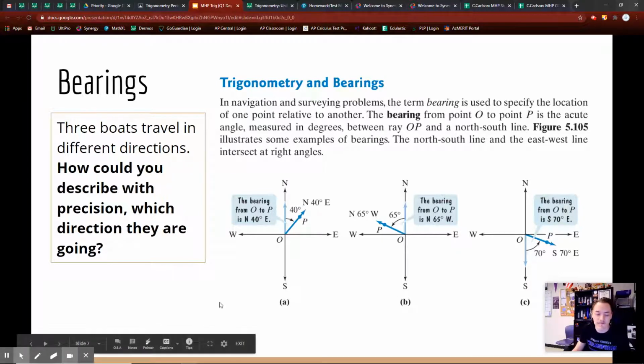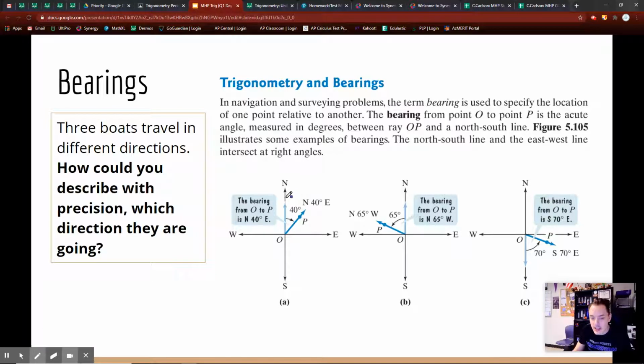So what does this look like? It looks something like this. I will always have a compass: north, south, east, west. You know, never eat sour watermelons, or never eat sour waffles, or whatever you want to use to help you remember. So this bearing from O to P is north 40 degrees east. Why? Because you start at north, then you go 40 degrees, and then east. So that's the bearing of P.